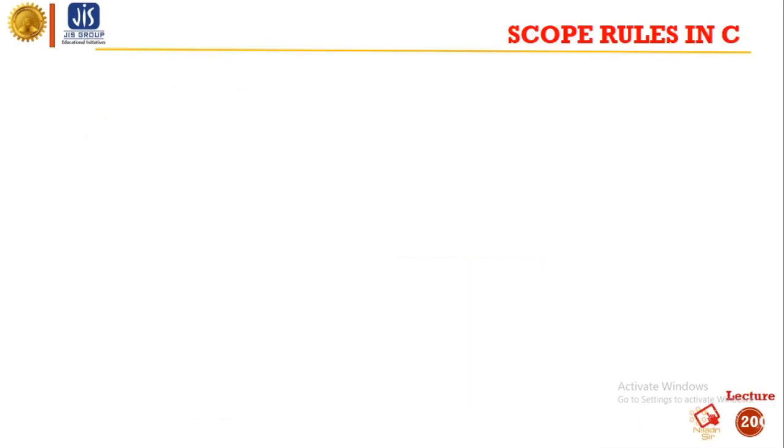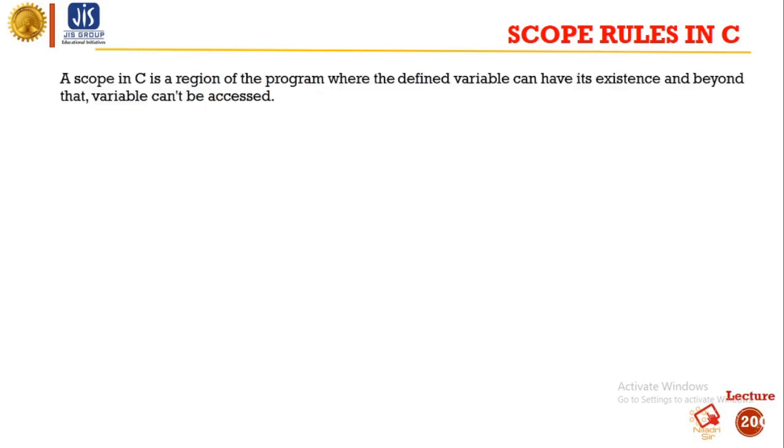Now, today's topic is scope rules in C. A scope in C is basically a region of the program where the defined variable can have its existence, and beyond that the variable cannot be accessed. So scope defines the region of visibility or availability for a variable, and outside of it we cannot reference that variable.